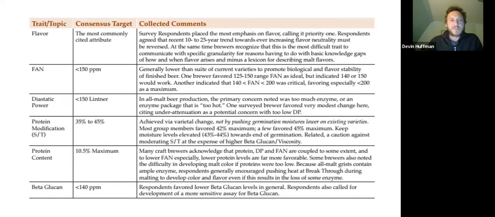So this is a bit of a breakdown of the consensus target. Looking at those main points that I introduced, they're just some numerical values that indicate where they would like to be with malt chemistry. I can come back to that because we need to look at this next slide.